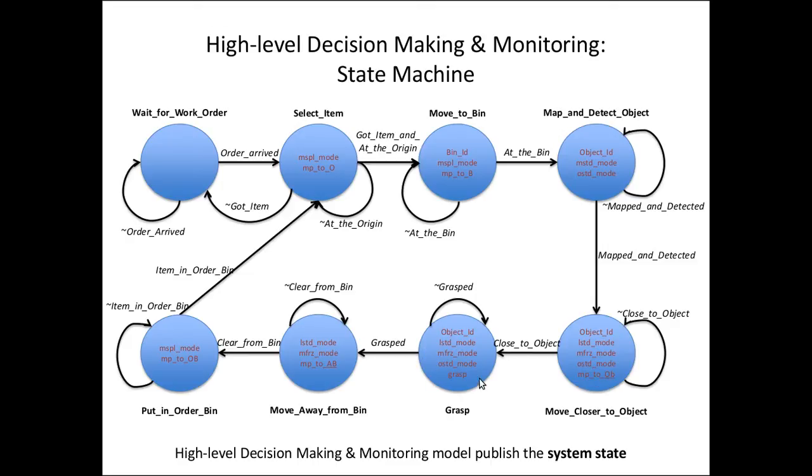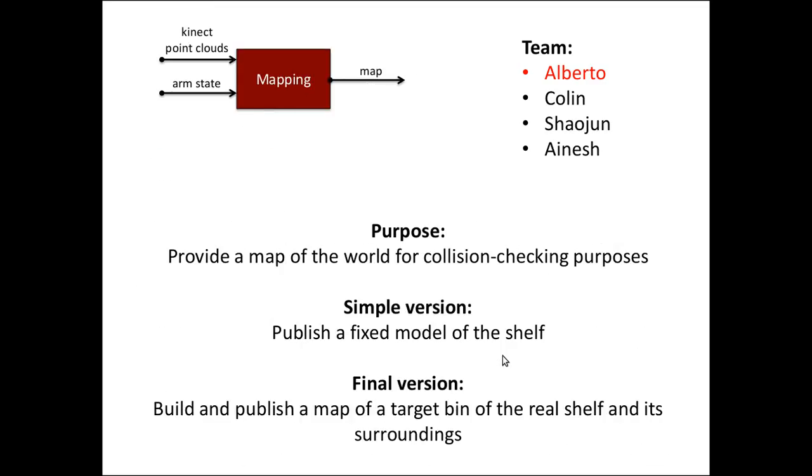During the grasp state, the map will be frozen, and the motion planner will hand out the control of the robot to the grasp model. Let's have a look at this model.